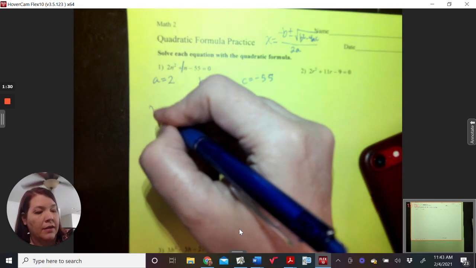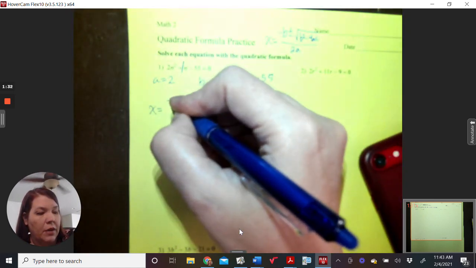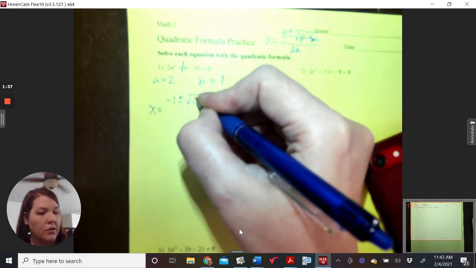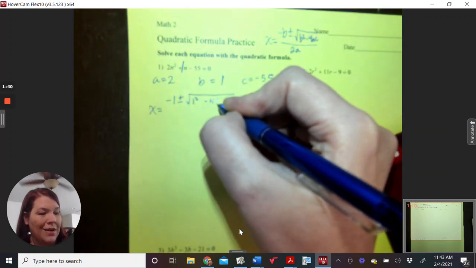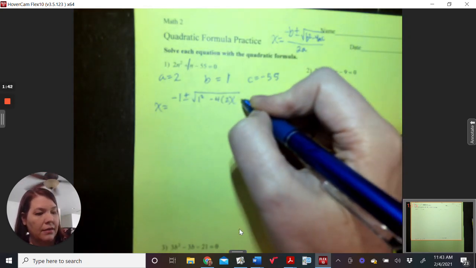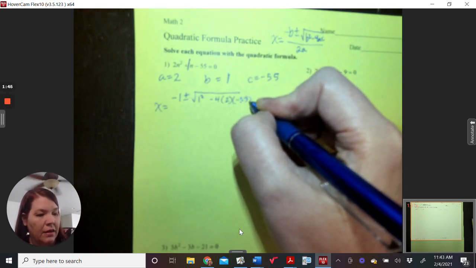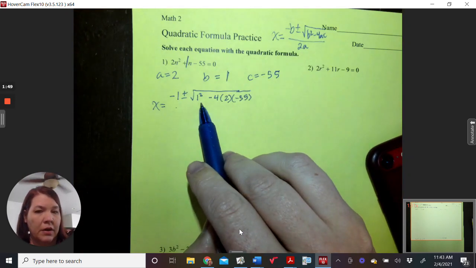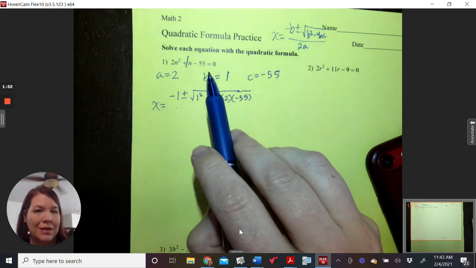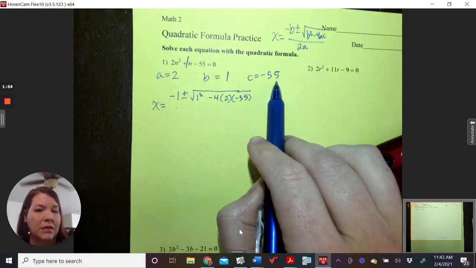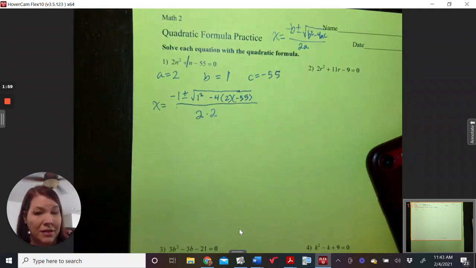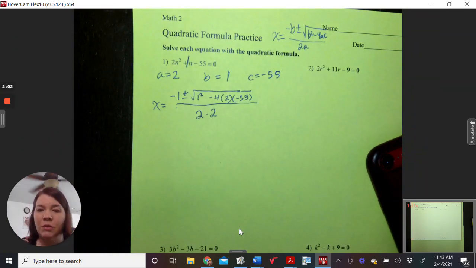So we've got x equals negative b plus or minus the square root of b squared minus 4ac. And as I'm saying the letters, I'm replacing them with the things. So we've got negative b squared minus 4 times a times c all over 2 times a. Sometimes this is the hardest part, is putting everything into that formula, which is silly, but unfortunately true.